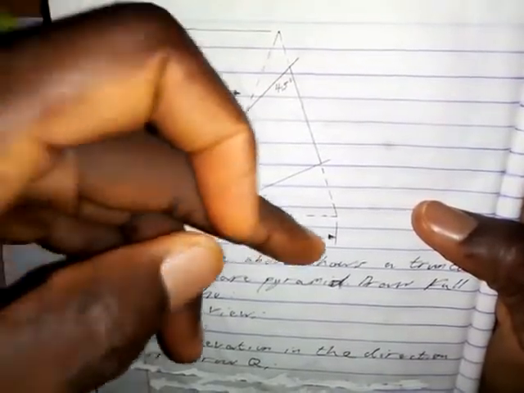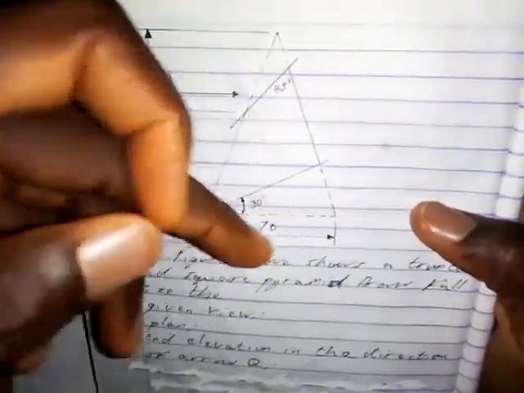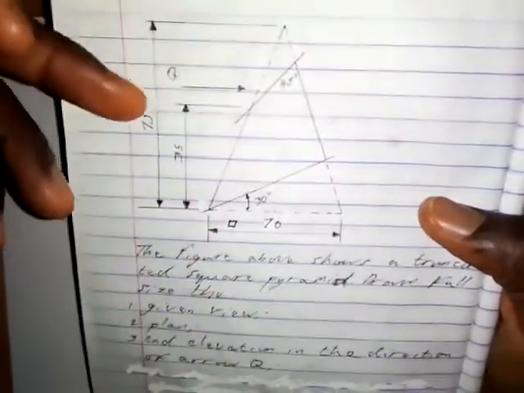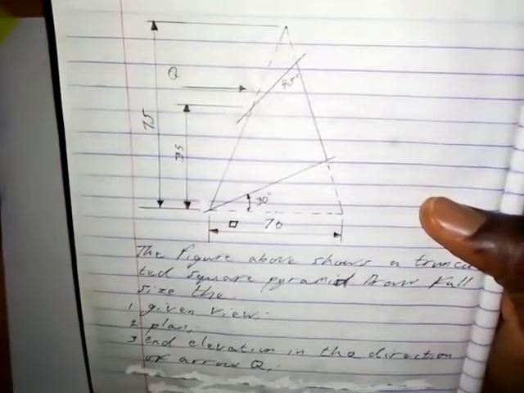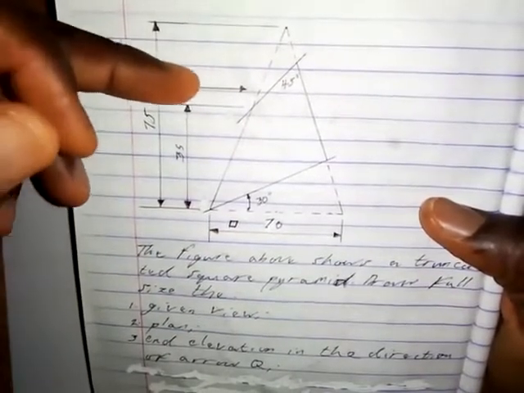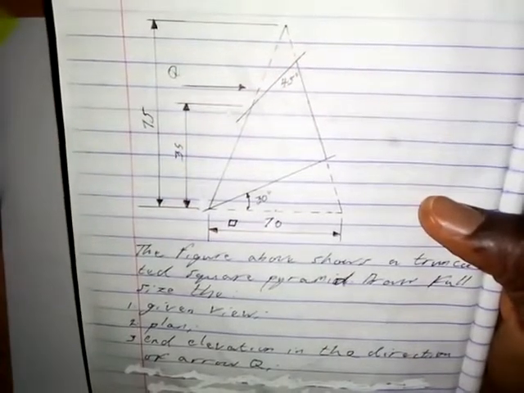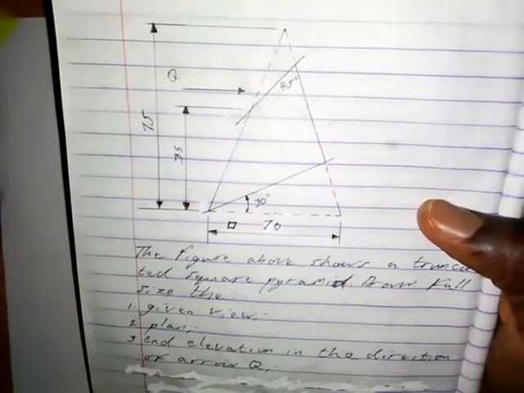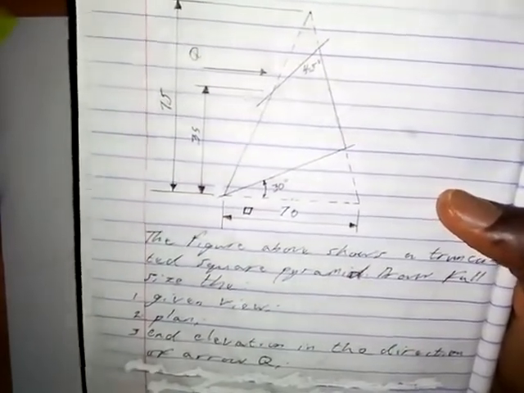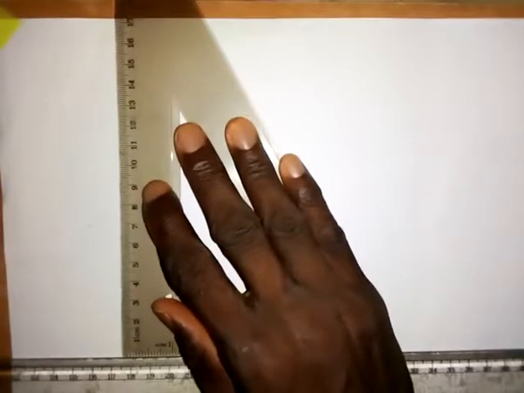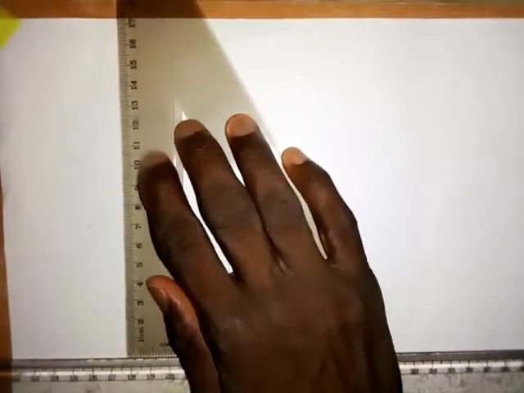Then the base of the pyramid is a square and the length of side is 70 mm. So we are going to make use of these features to answer the questions given. Then arrow Q is in this direction. So everything will be made use of for us to answer the questions. First thing that we need to do is draw a vertical center line, like this.